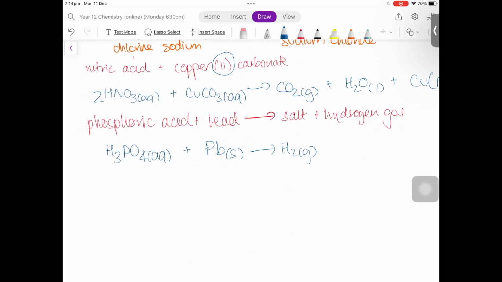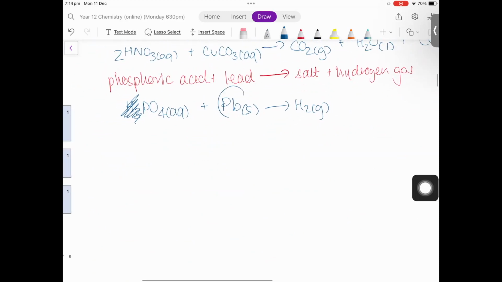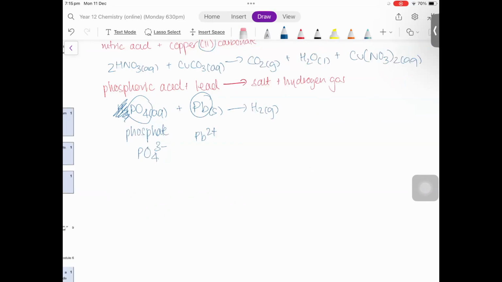And then I cross out my H from the hydrogen on my acid, and whatever's left over forms my salt. So if it's phosphoric acid, PO4, whatever that ion is, your phosphate ion. What's the phosphate ion? PO4 3-. Pb is Pb2+. What's the salt that gets made? What's the formula? Pb3(PO4)2. So you think about what ions get left over, and then you crisscross the charges like you do from Year 11. So the 2 goes over here on the PO4, on the whole PO4, which is why you see a 2 here, and the 3 goes over to the Pb.